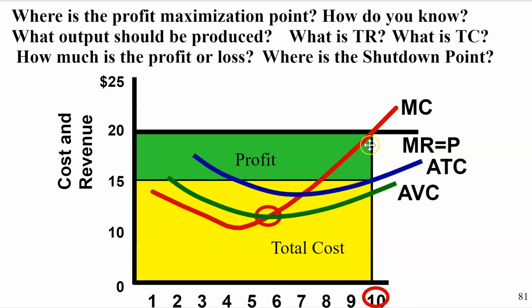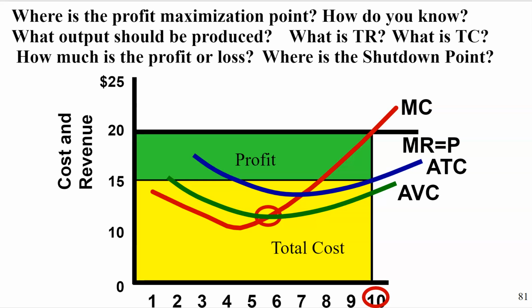What's the total revenue? 10 times 20, $200. What is the total cost? Well, in this case, 10 times 15, $150 is your total cost. You make a profit of $50. Is it a profit? It is a profit. It is not a loss. What is the shutdown point? Well, your shutdown point would be if you're not able to cover AVC, which would be something below like 12. So if your price fell below 12, you would be in a shutdown condition.